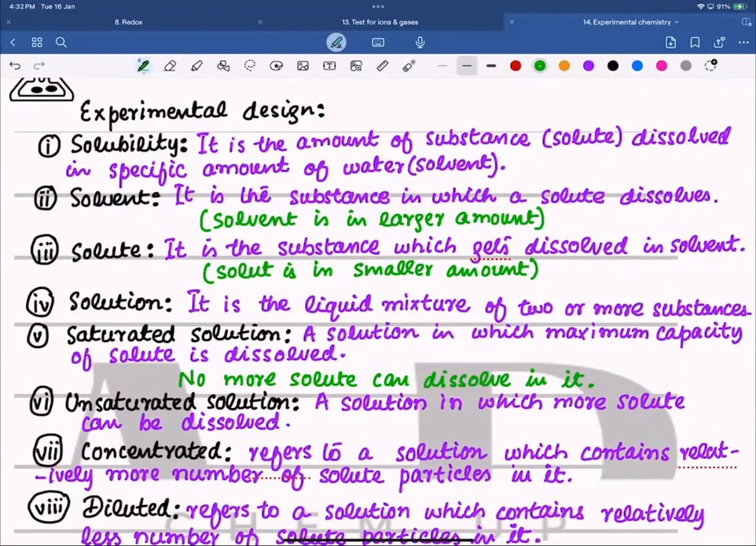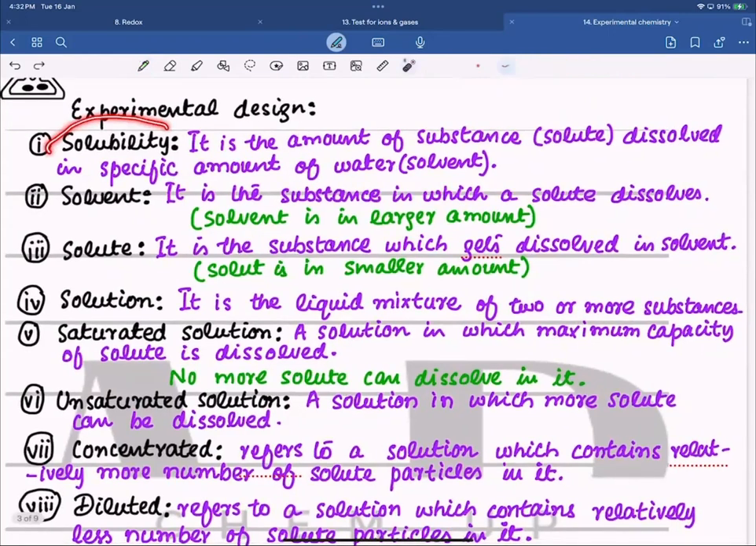If I try to dissolve more than that 10 gram, then it cannot be dissolved. Only 10 gram gets dissolved. So that is the solubility. Solubility tells us the capacity of how much a solvent can hold a solute in it.